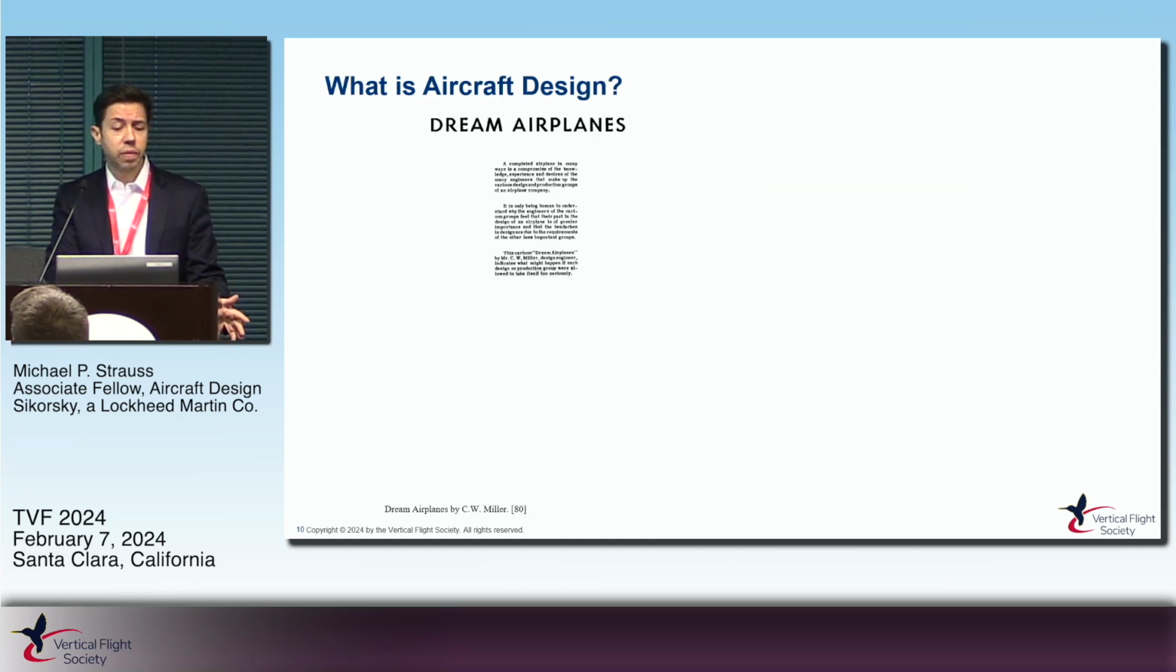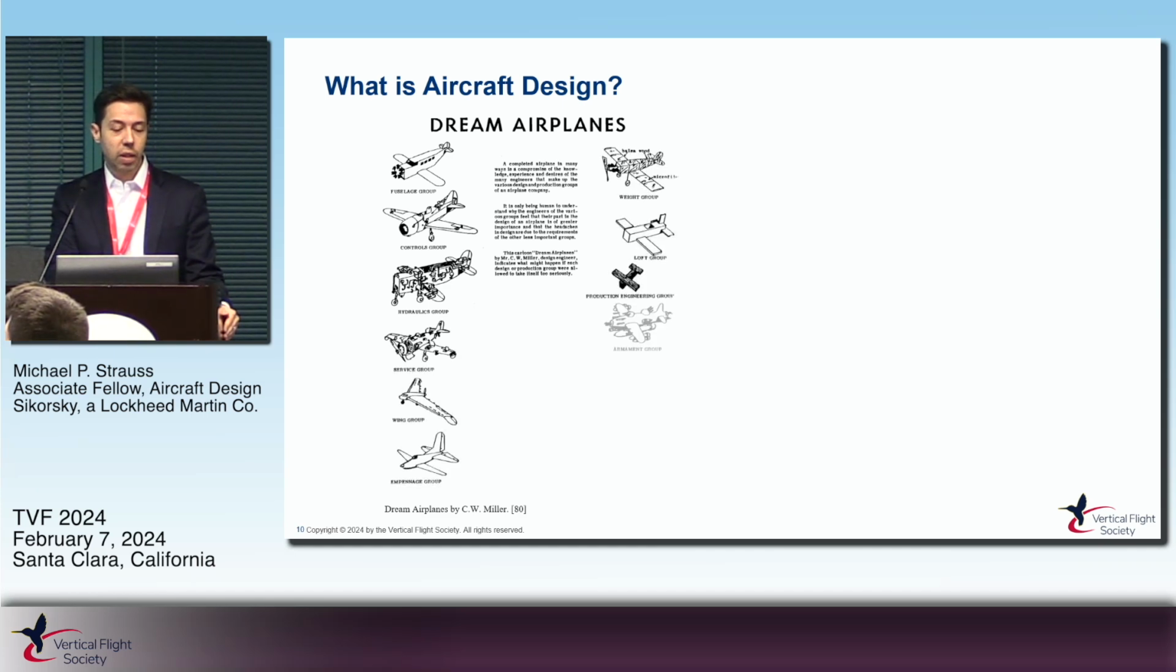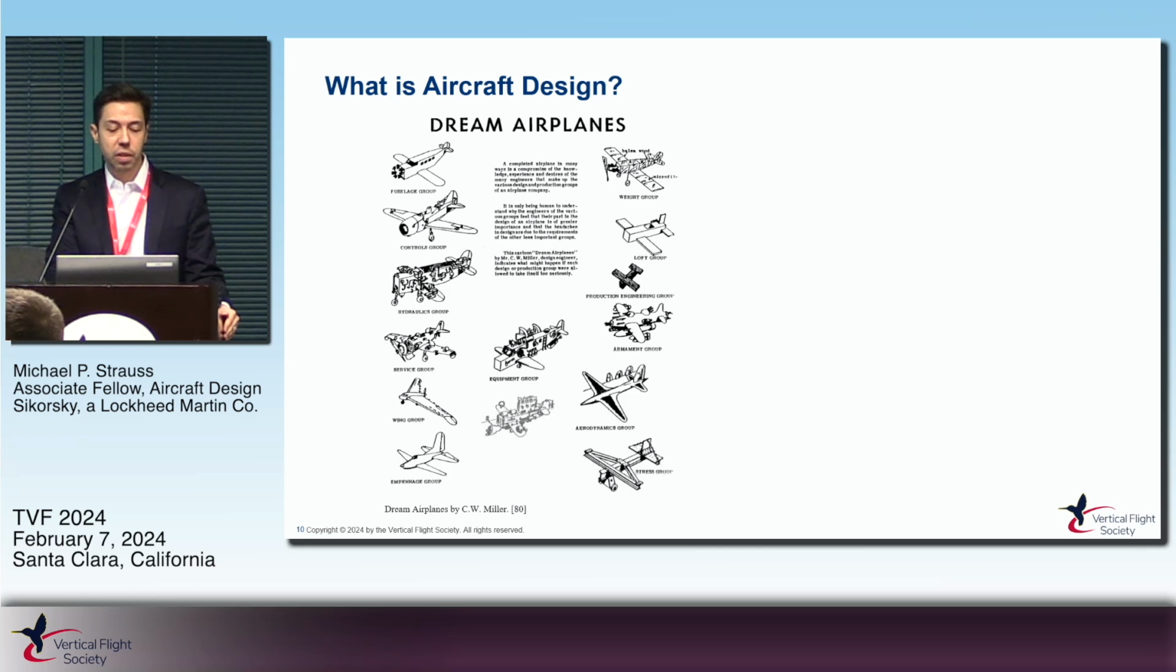So what is aircraft design? This is a figure in the paper, the dream airplanes from Nikolai's book. If you gave each functional group their say, these are the airplanes they would come up with, and they're all optimized for their particular subfunction.